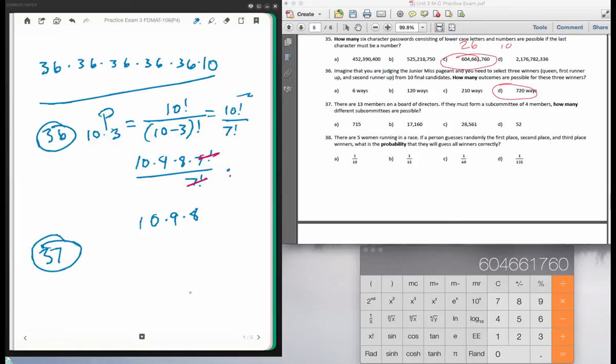All right, 37. There are 13 members on a board of directors. They must form a subcommittee of 4 members. Now, in this case, order doesn't matter. Sounds like how many different subcommittees are possible. Order doesn't matter, so we're looking for a combination.